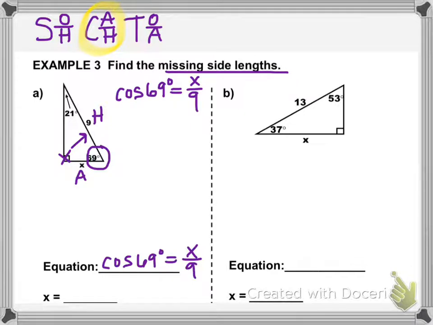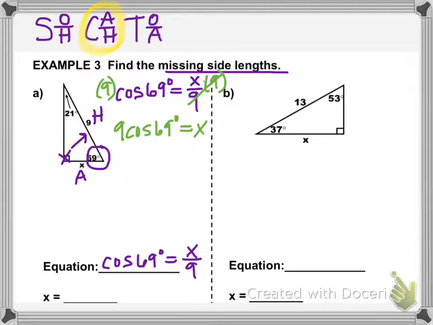Okay, so now all we have to do is solve this equation. Just like any equation, you want to isolate x. To get that x on the right by itself, I've got to get rid of that 9 that it's being divided by. So to get rid of dividing by 9, I'm going to multiply both sides by 9. These 9's cancel, so we get x equals, or I can do it this way. On the left, we've got 9 cosine of 69 degrees equals x.